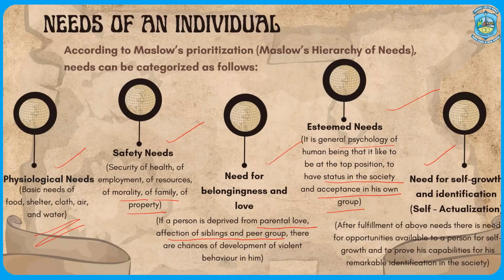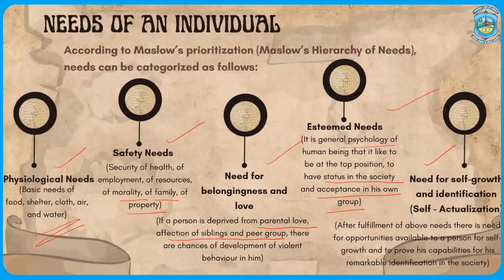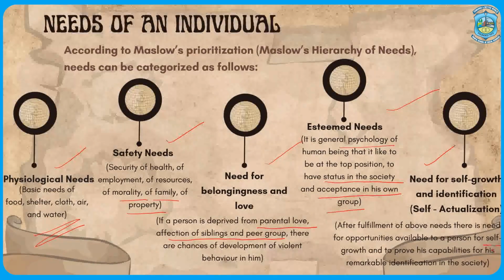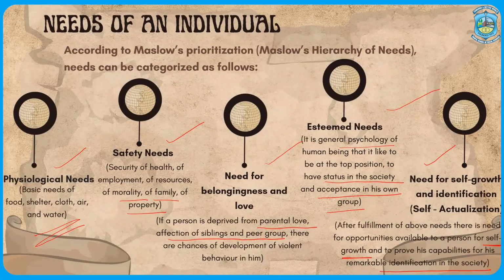Then the last one is the need for self-growth and identification. It is termed self-actualization. After completing all these lower level needs, that is physiological, safety, belongingness and love, and esteem needs, other opportunities become available to a person for self-growth and to prove his capabilities for a remarkable identification in society. So after fulfilling all the other needs, he now needs an identity in society. When we reach that level, it is self-actualization. Then comes a sixth need also, self-transcendence, but these five levels are the most common ones.